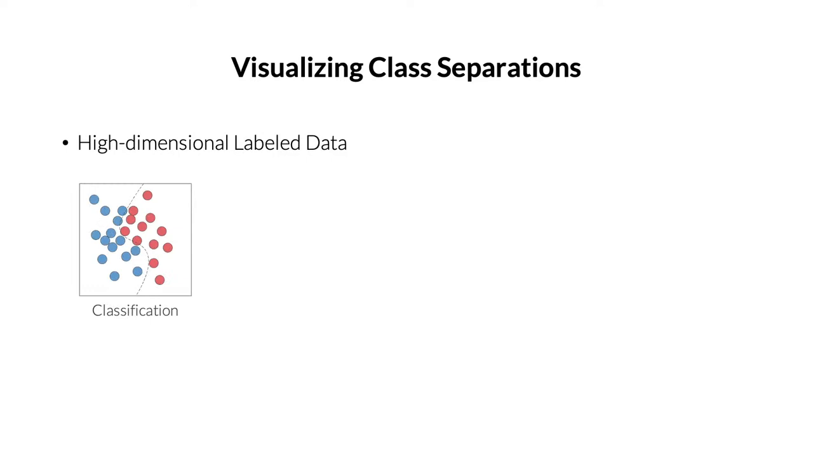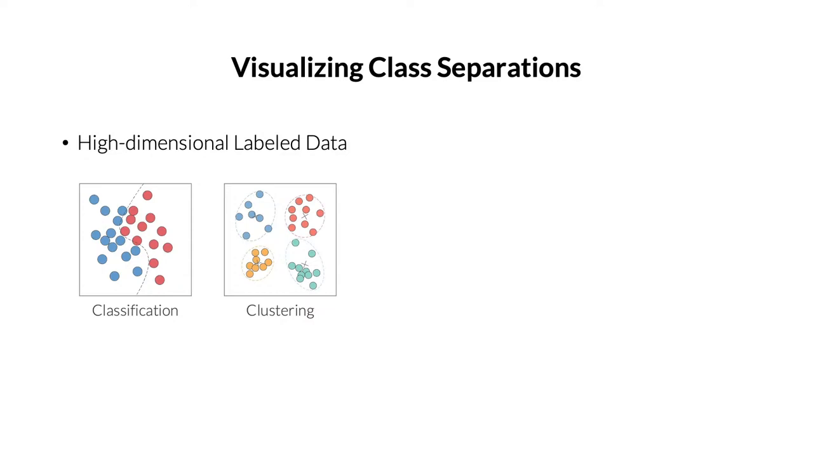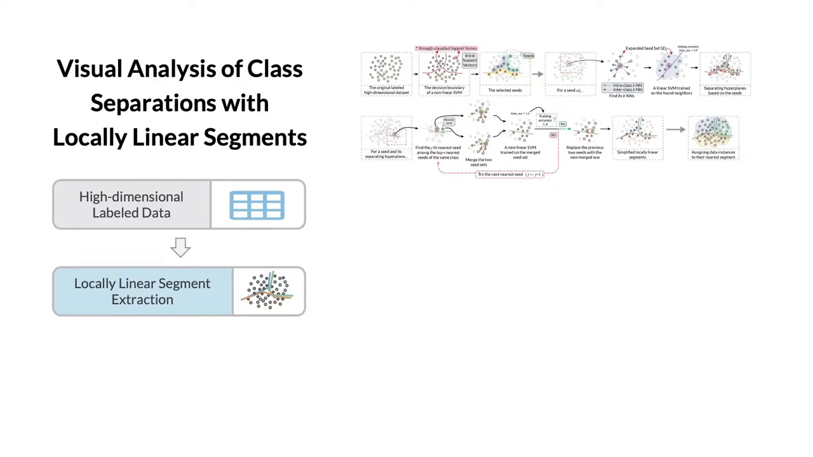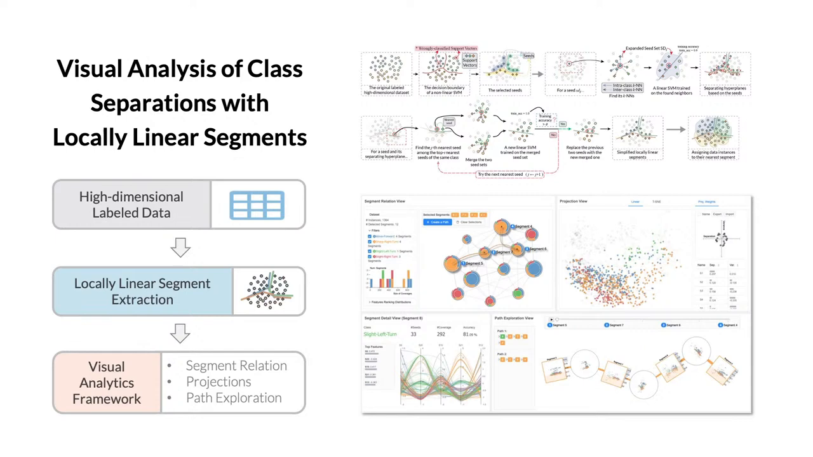Visualizing class separations is useful in applications such as classification and clustering. However, many dimension reduction techniques are limited due to the issues of separability and interpretability. We propose a visual analytics framework to support the exploration of nonlinear complex separation structures with the power of locally linear separations.